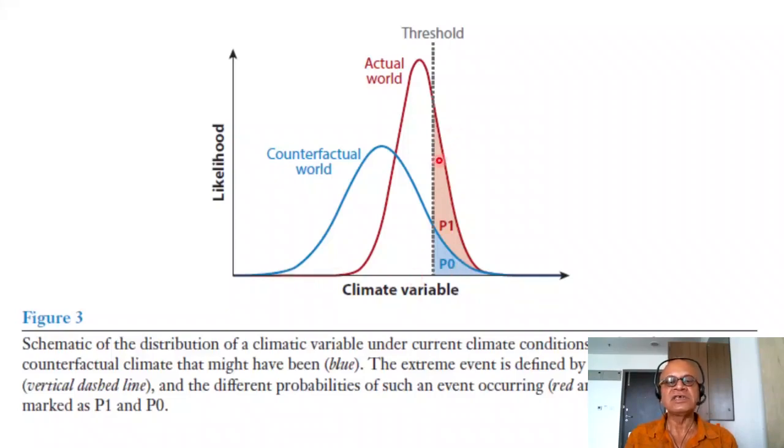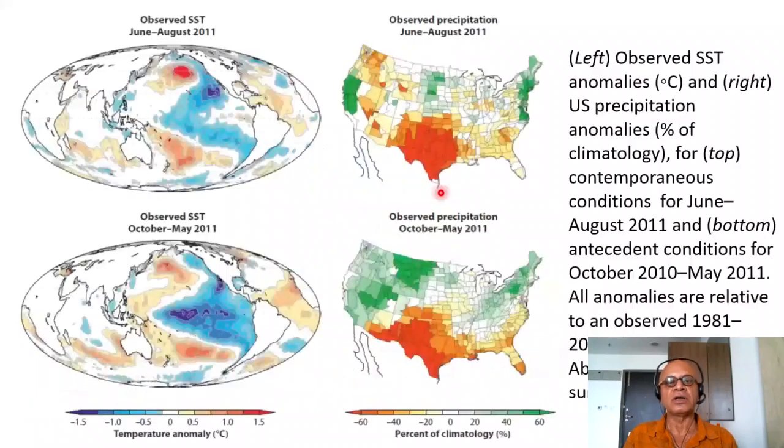And you can see here how the likelihood has changed in the counterfactual world being P0, and in the actual world having jumped to P1. Okay, so this is the idea of the risk based approach of attribution. Lots of details there. The so-called Boulder approach goes the other way, where it takes models, takes a particular event.